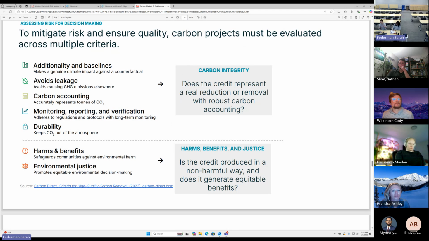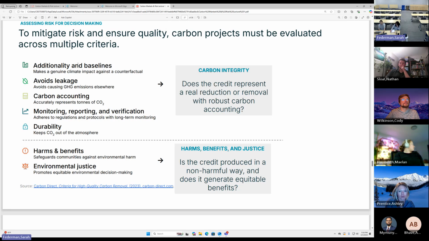But generally we can think about 2 categories of quality. So there's carbon integrity. Is this representing a real reduction or removal? So 1 metric ton of carbon dioxide or equivalent removed from the atmosphere. And then harms, benefits, and justice. So is this produced in a non-harmful way to communities and the environment? And is it generating equitable benefits? We need all of these things to be true for it to be a high quality project. As I said at the start, these projects don't exist in a vacuum. They exist in communities. They exist in ecosystems. If we want these interventions to be sustainable, they need to be doing good, not just for the climate, but for communities and ecosystems. So these quality criteria are just as important as carbon integrity.